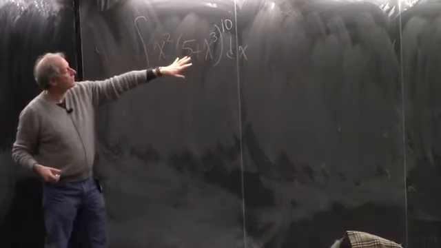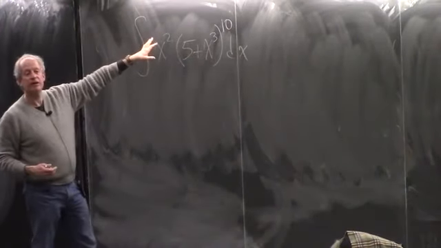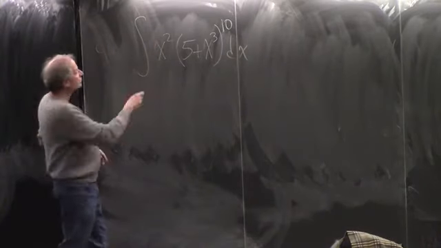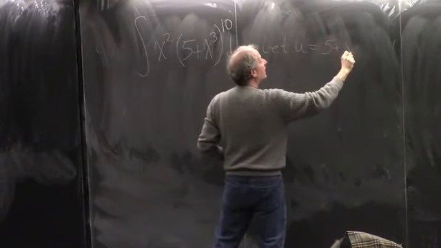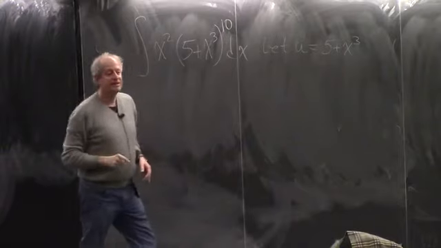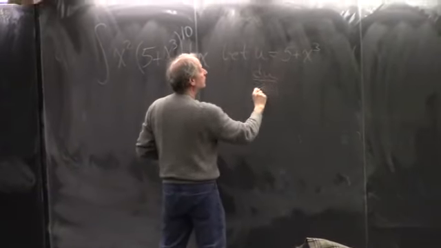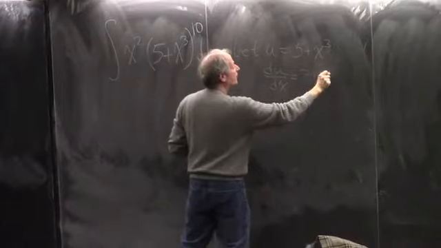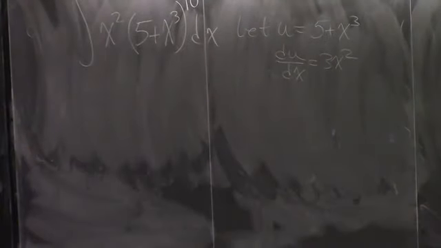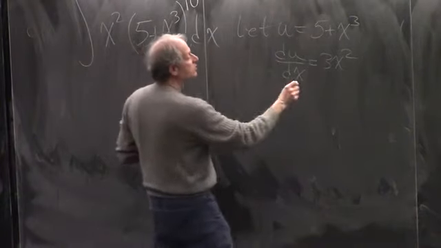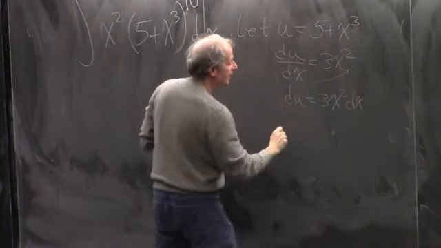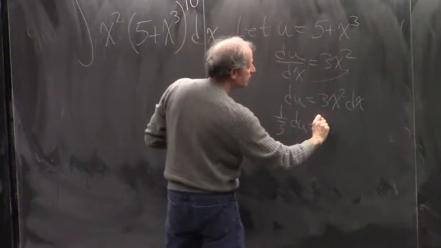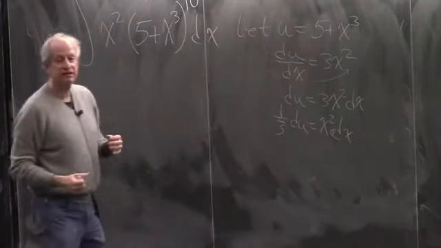The derivative of x cubed is kind of like x squared, because you get 3x squared, right? So if we let u, we like to use the letter u, equal 5 plus x cubed, and du dx, the derivative of u, would be 3x squared. And there'll be a reason for this in a second. Then cross multiply this and get du is 3x squared dx. So 1/3 du is x squared dx.